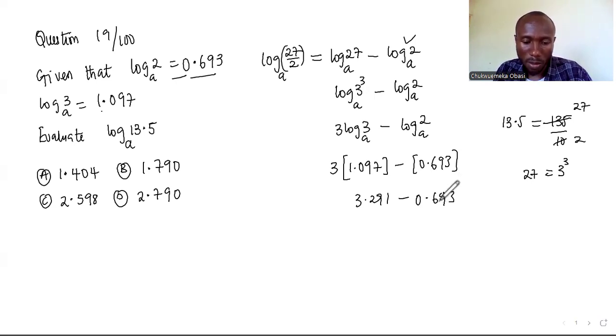Minus 0.693. That's going to give us 2.598. And that is option C. So that is how to go about this problem.